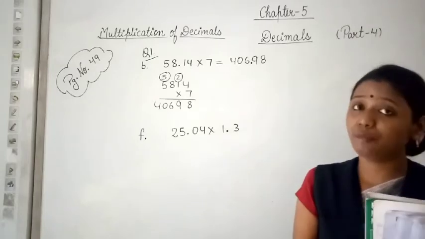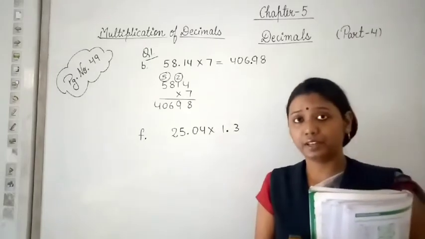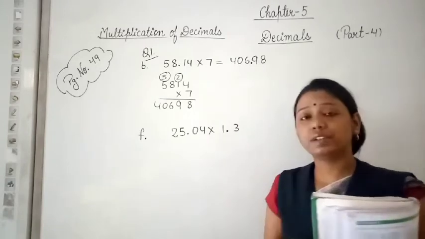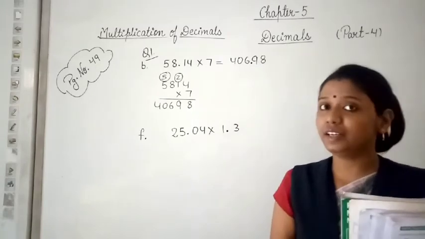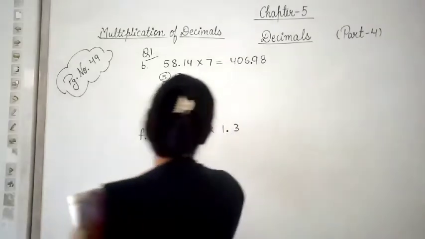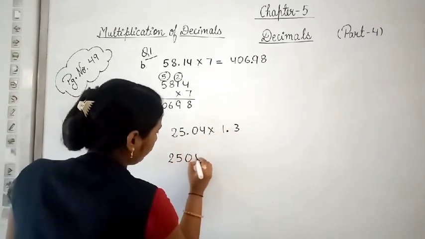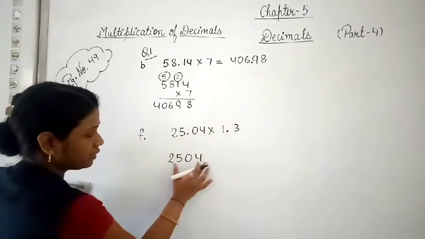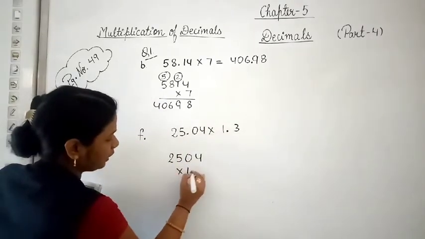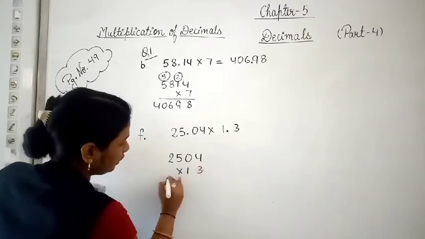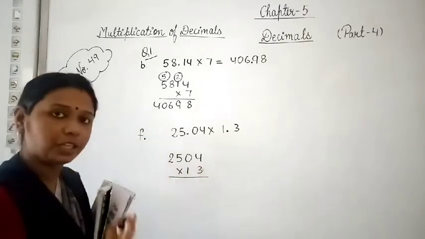So if we have both multiplicand and multiplier as decimal numbers, in that case also we will first write the numbers without writing the decimal point. So here, without writing the decimal point, I have written this number and this multiplier as well. So it is 13. Now we will perform the multiplication.